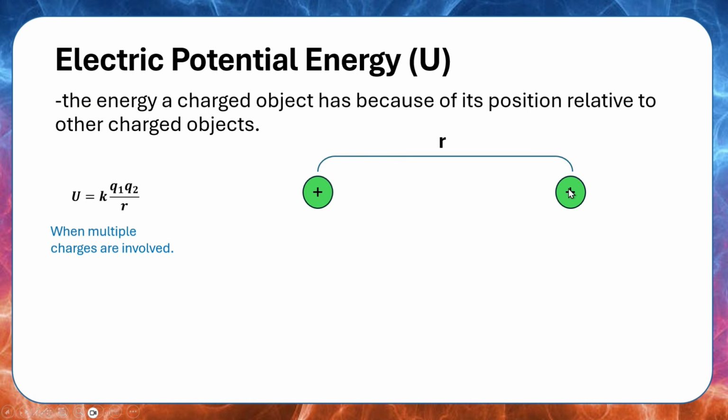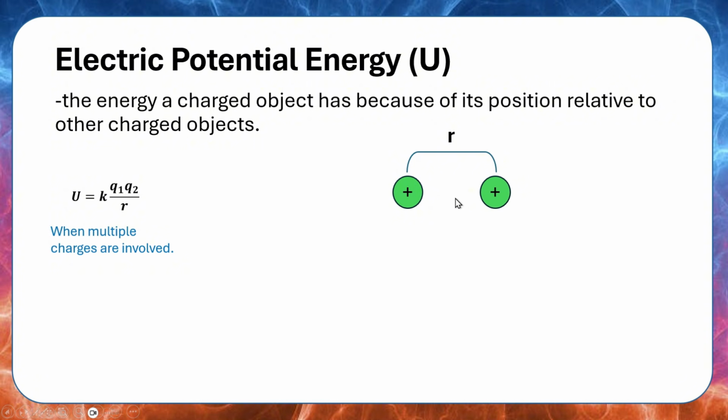But here, since we have two charges and each charge has its own electric field, which is not uniform, we will not be applying that thought yet. Okay, here we're going to apply the distance between the two charges. If the two charges are far away from each other, the electric potential energy is lesser. Okay, but if we shorten the distance between the two charges, the electric potential energy is greater.